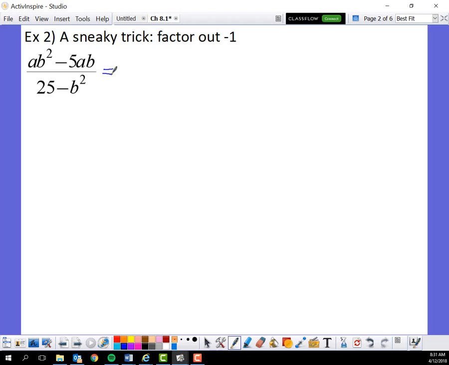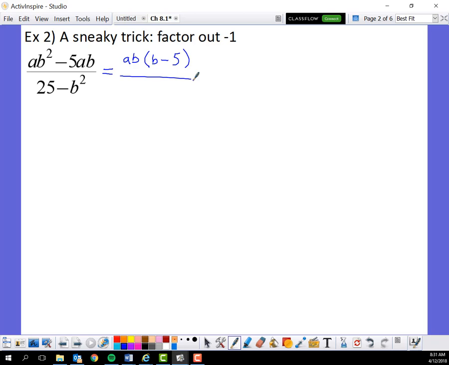As I look at the top here, I'm looking for a GCF, and I can see those two terms do in fact have a GCF. They both have an A and a B in common. So if we factor out an AB, what we have left over is B minus 5 on the top. If you're not sure about that, a good way to check yourself is you can always go backwards and actually multiply this out. If you did it correctly, you should get back to AB squared minus 5AB.